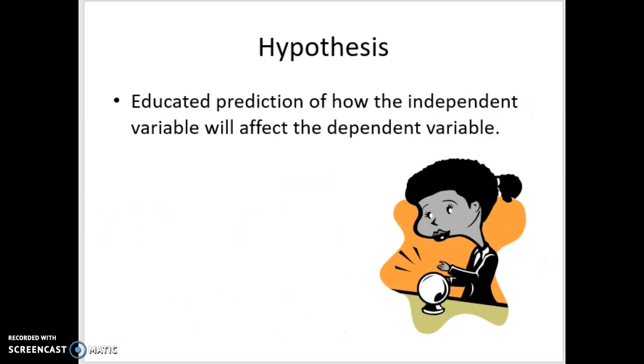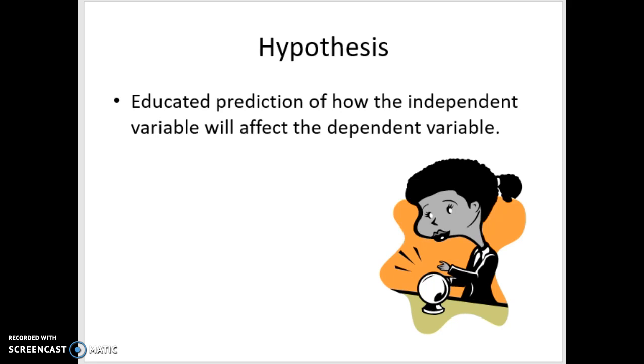After that, we have to do a hypothesis. Okay, and a lot of people get confused with hypothesis and a theory. Okay, a theory is not a hypothesis. A theory is something that has been tested and has been proven, but the theory can change if more evidence arises. Okay, but a hypothesis is a prediction.